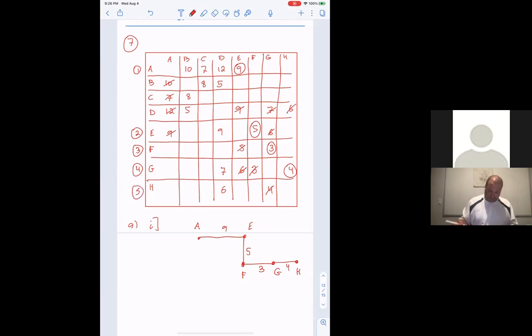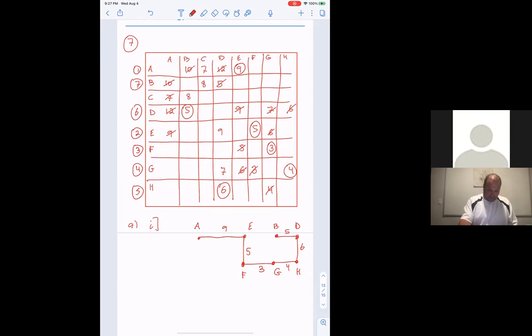That's my 5th choice. Let's see, I have a 6. Oh, looks like 6 is the smallest. That's H to D. So D is my 6th choice. And now what's my smallest? I have a 7. I have a couple 7s. I'll just do the first one. Oh, no. That's it. I got a 5. That's D to B. That wasn't there before. Okay. So B is my 7th choice.